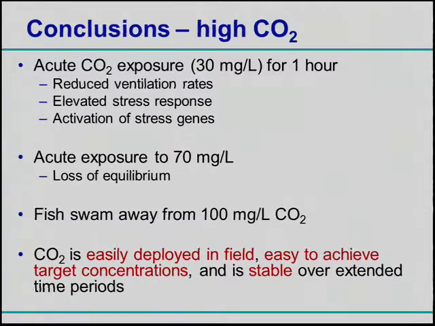If we increase that exposure to 70 milligrams per liter, they start to lose equilibrium. And if we get it up to about 100 milligrams per liter with that shuttle box, they actively avoid it. They swim away. They'll leave, okay? And the cool thing too is that carbon dioxide is easily deployed in the field. It's easy to achieve those target concentrations, and it stays stable over really long periods of time. So it has really high potential to work as a fish deterrent when we deploy it in the field in a larger setting.